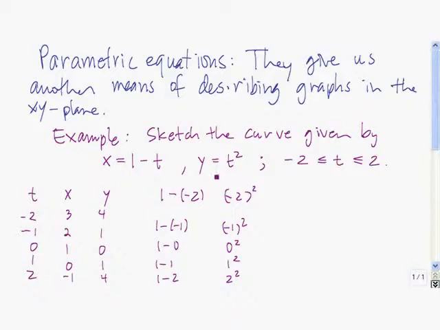Okay, now let's graph the curve. So we'll start with the point (3, 4). Then we have the point (2, 1), (1, 0), (0, 1), (-1, 4). So we see that what we actually have is a parabola.